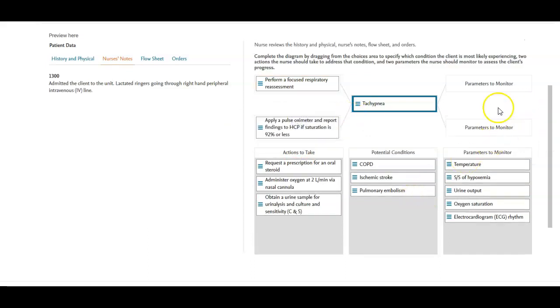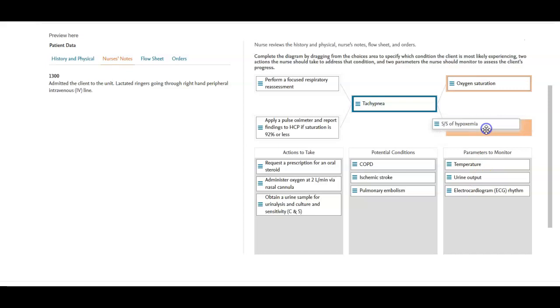And then what are things I would want to monitor? So yeah, we would maybe want to monitor all of these in our post-op patient. We did have some tachycardia, but again, prioritize. We're looking only at what relates to tachypnea. So based on this, I'm going to pick oxygen and signs and symptoms of hypoxemia.